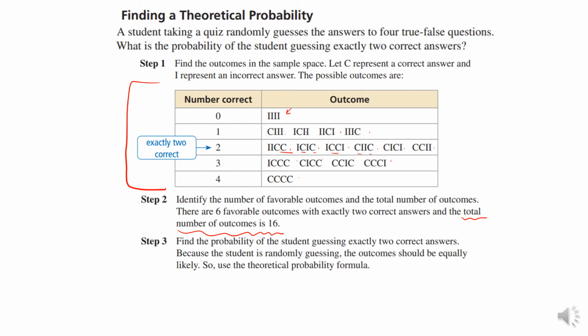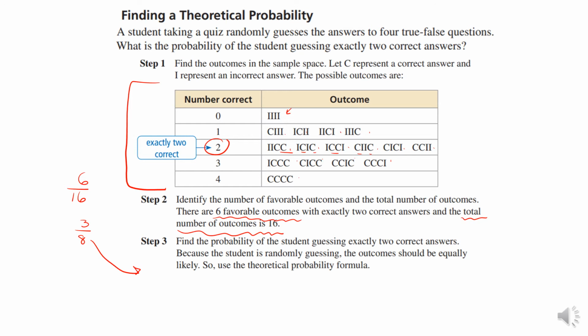It's specific to the order, but it's which ones you got correct. So it's saying incorrect, incorrect, correct, correct, then incorrect, correct, incorrect, correct. So they're showing you all the possible ways you could get 2 correct. And there were only 1, 2, 3, 4, 5, 6 of those. Those are our favorable outcomes because that's what we're trying to do. So the probability is 6 out of 16. And we would reduce that to 3 over 8. So the probability of the student guessing exactly 2 answers is 3 out of 8.